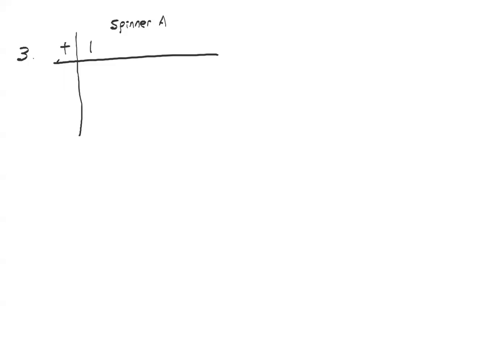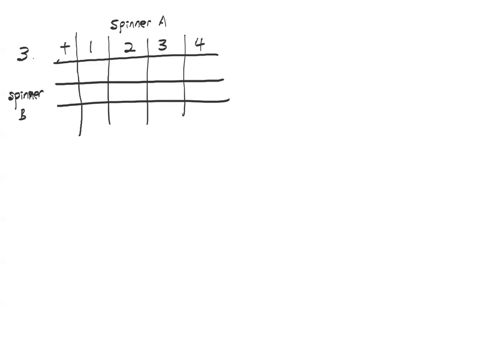And spinner A got this outcome 1, 2, 3, and 4. This one is spinner B. And I have 1, 2, 3, 4, 5, 6.